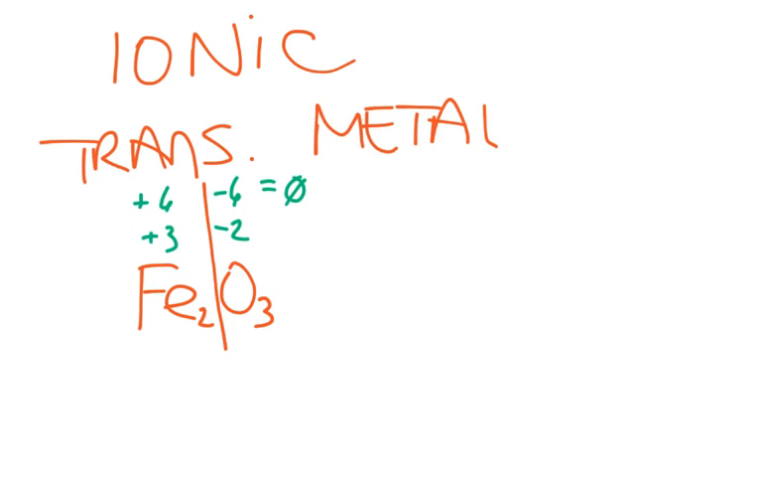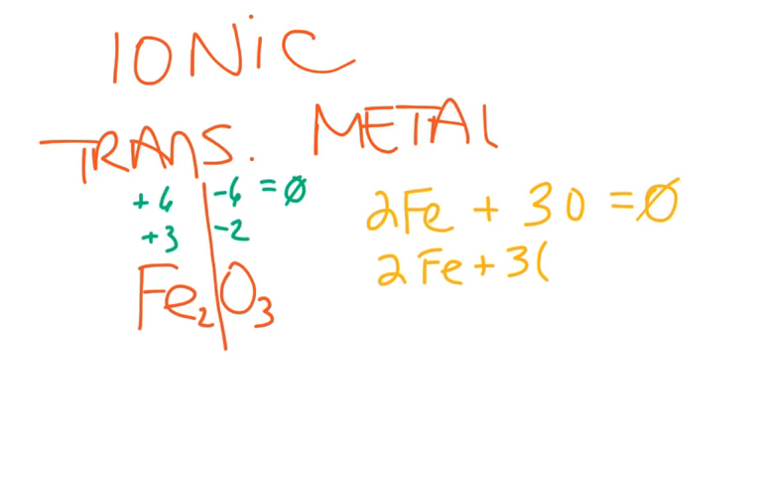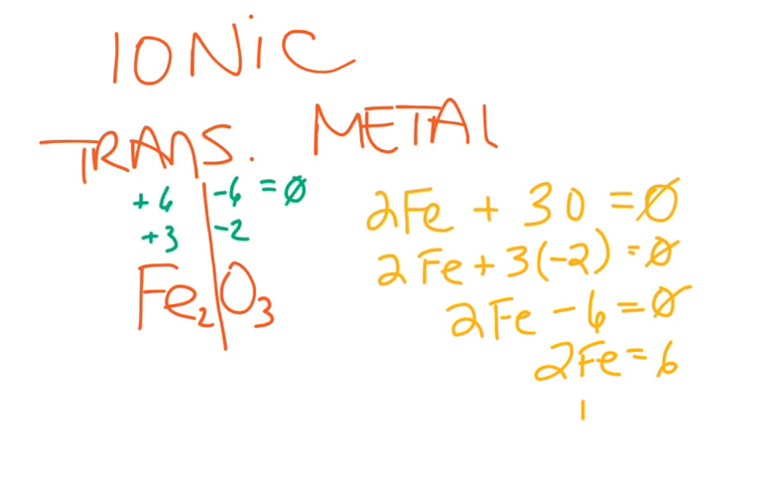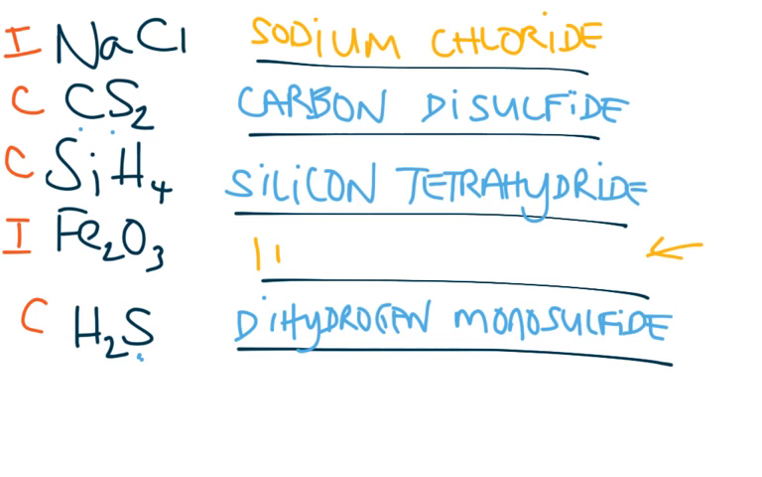Or you can do the other way I showed you using algebra, okay? 2 irons plus 3 oxygens have to equal 0. I know from my periodic table that oxygen is a -2. So that gives me 2 Fe's minus 6 equals 0, 2 Fe's equals 6, and Fe equals 3. These are the exact same thing, just done in a different way. But I know based on this that iron has a charge of 3. So that means I say it is iron(III) oxide. There is no prefix. I'm not doing covalent.